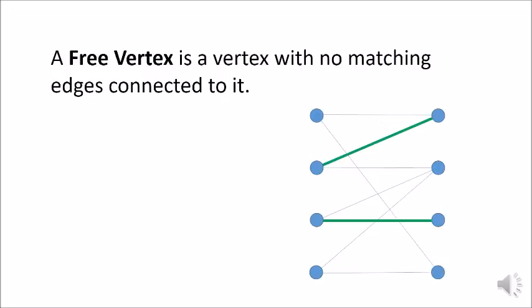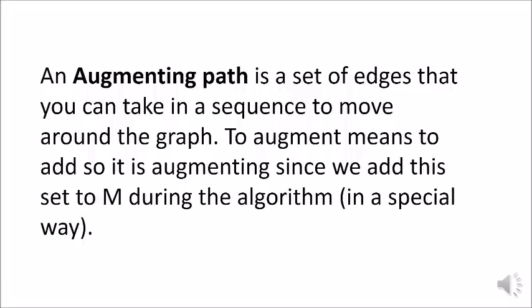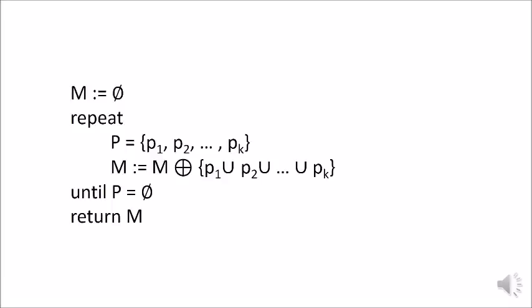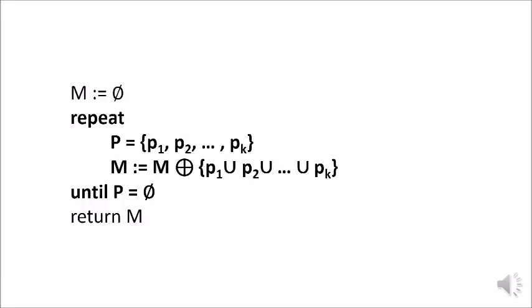Before we go into the algorithm, I'd like to define a few things. Firstly, a free vertex is a vertex with no matching edges connected to it. For example, in this diagram, the top left vertex has no green lines connected. An augmenting path is a set of edges so that you can take it in a sequence to move around the graph. Looking at the algorithm, we can see that the first line sets the matched edges equal to the empty set. Then in the loop, M is incrementally increased and then is returned at the end.